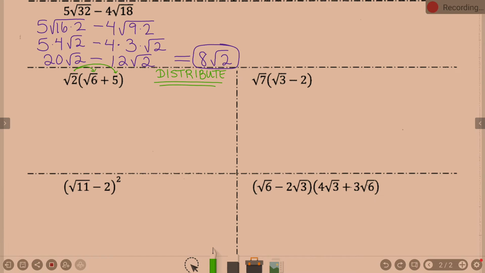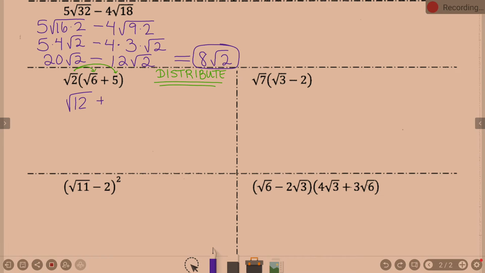So, this is where we kind of have to start bringing all the rules together. This is what we have to practice. Square root of 2 times square root of 6. Square root of 12. Yep, they're both under radicals, so you just multiply them. Square root of 2 times square root of 6 is square root of 12. Plus square root of 2 times 5.